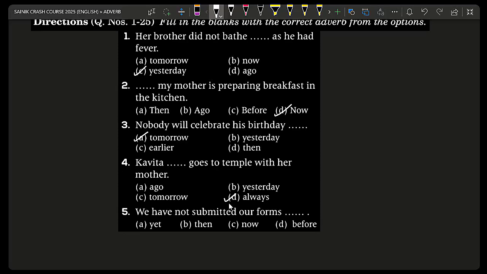Yes. What about the fifth question? We have not submitted our forms dash. Sir, before. You said before. We have not submitted our forms before. No. Sir, option A. Option A, yet. That means till now we have not submitted our forms. That is yet. Can Ishka wait for one more question? I'll give you. Okay, sir.